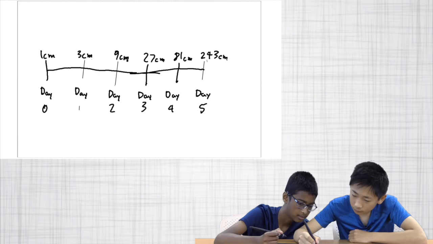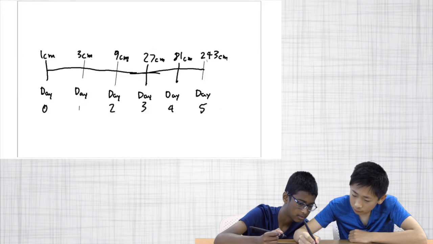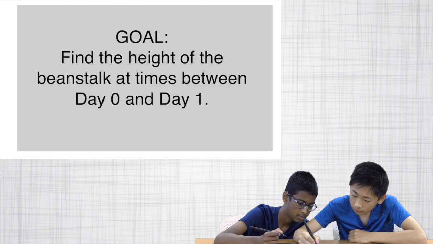In the previous lessons, Josh and Arobindo explored the growth of a beanstalk whose height triples each day. They found an equation that gave the height of the beanstalk on any day and represented this growth on a timeline, which shows the height of the beanstalk at various times. In this lesson, they will use their equation and the timeline to find the height of their beanstalk at times between day 0 and day 1, such as on day 1/2.